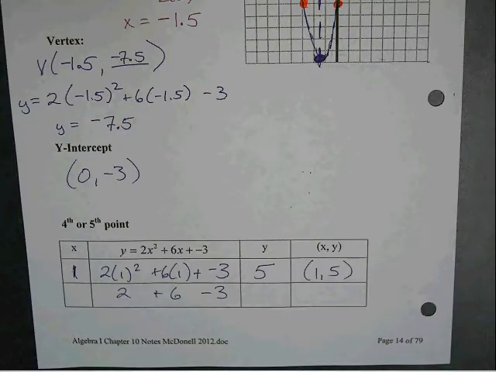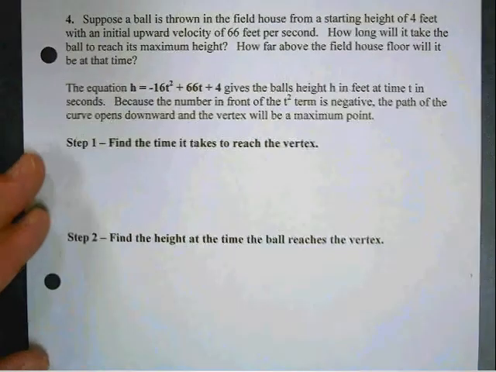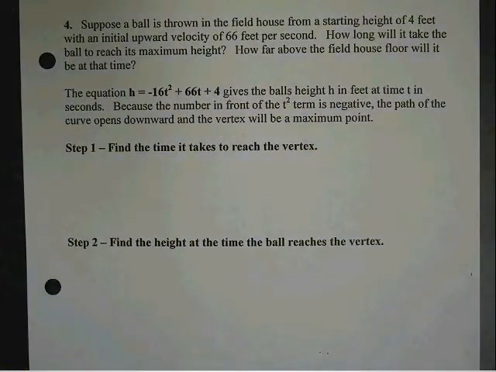All right, let's look at our last example. Suppose a ball is thrown in the field house from a starting height of 4 feet. In other words, I'm holding a ball at about my waist, and I throw it initially upwards at 66 feet per second. How long will it take the ball to reach the top of its arc, and when it does, how high will it be? It's like applied math. That's what physics is. That's why I love physics.